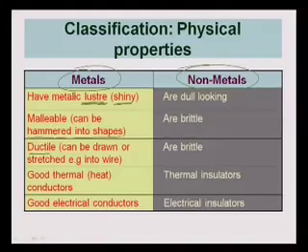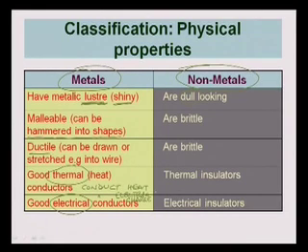Moving on, looking at contrasting metals and non-metals, let's look at the last two properties. Metals are good thermal conductors. By thermal conductors, we mean that metals can conduct heat. The word thermal has to do with heat. On the other side, non-metals are thermal insulators. In other words, they don't allow heat to travel through them.